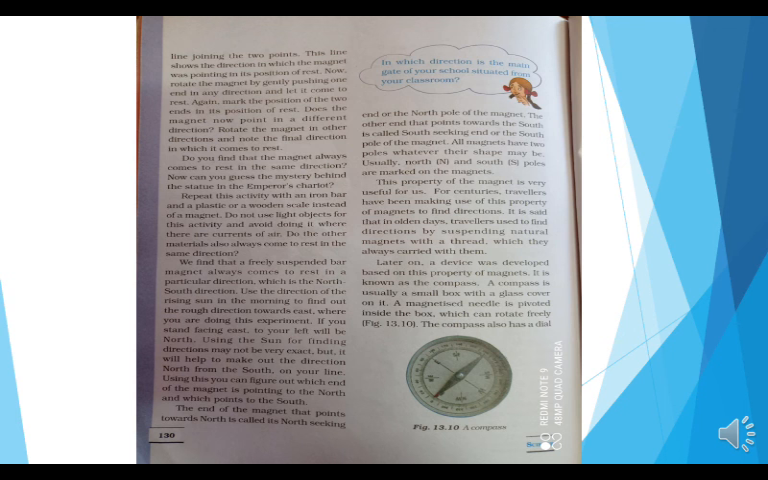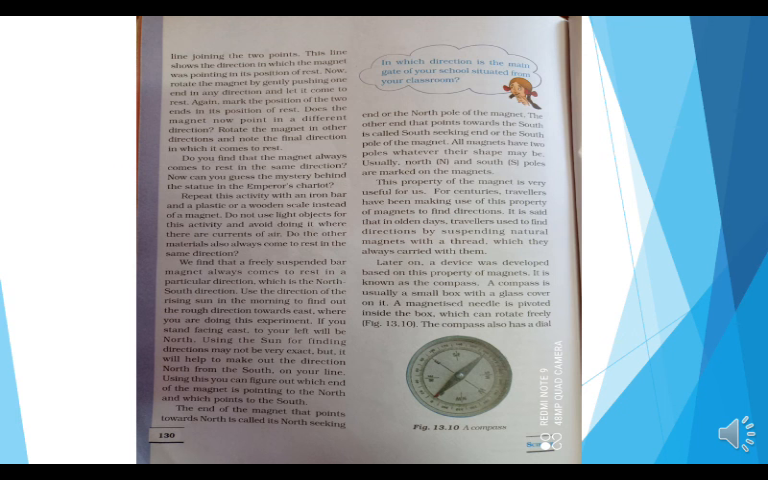So all magnets, all types of magnets, whether ball shaped, a bar, or any other type, they all have two poles, north and south. This property of the magnet is very useful for us. For centuries, travelers have made use of this property of magnets to find directions.